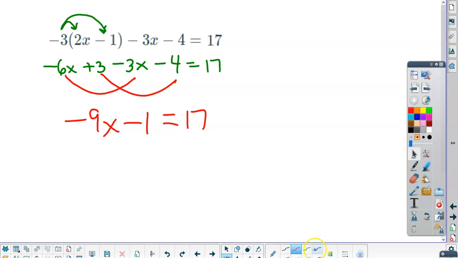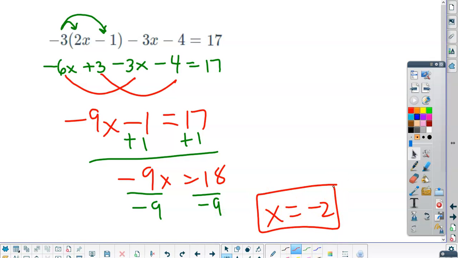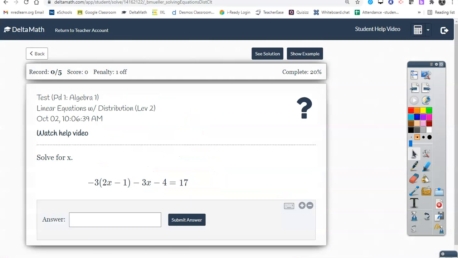Now I can start using my inverse operations. I'm going to add 1 to both sides, and then I'm going to divide both sides by -9, leaving me with my final answer of x is equal to -2. Type that in, and you're all set.